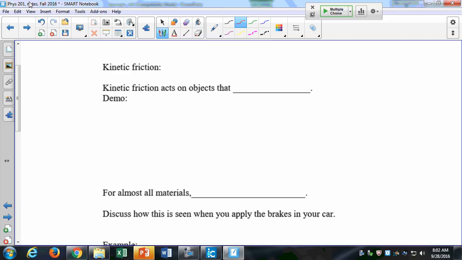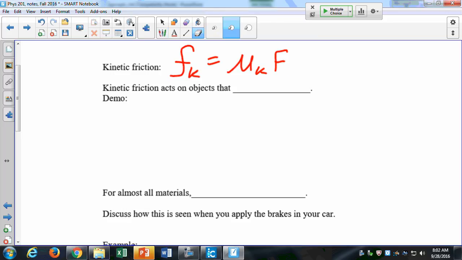Then we also have kinetic friction. Kinetic friction, we're going to use a lowercase f with a k. It is equal to mu k times the normal force. I'll explain why we have these two different things. On the static friction, notice I used an inequality. It was less than or equal to, and here I actually use an equal sign. I'll explain to you what that means. Kinetic friction acts on objects that are moving.